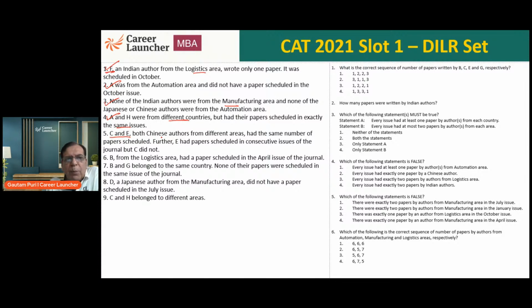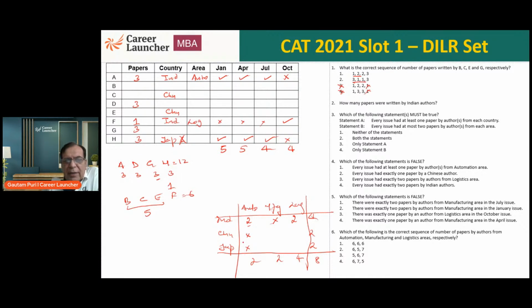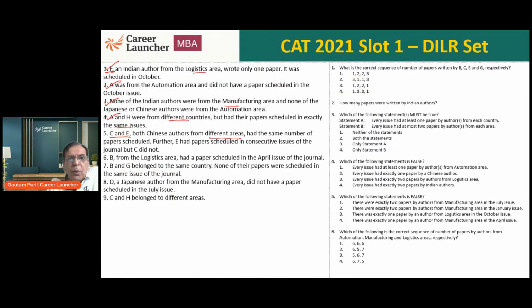Statement 5 now. C and E, both Chinese authors from different areas. So what are the areas possible for Chinese? They can be from manufacturing or logistics only. So if C is from manufacturing, E will be from logistics. And if C is from logistics, E will be from manufacturing. Okay. So C and E, both Chinese from different areas, had the same number of papers scheduled.